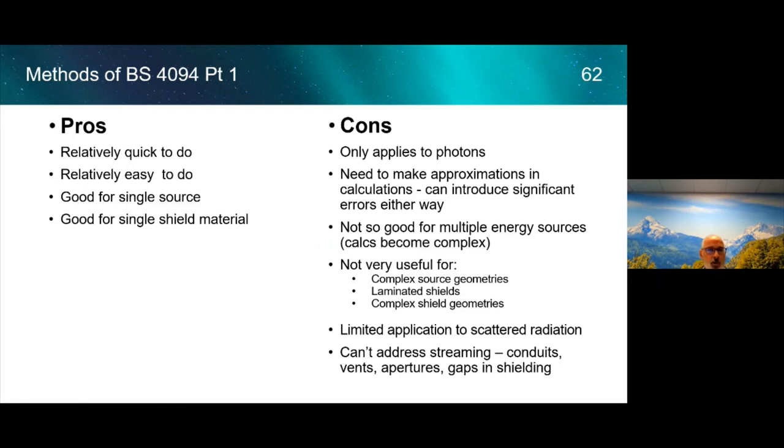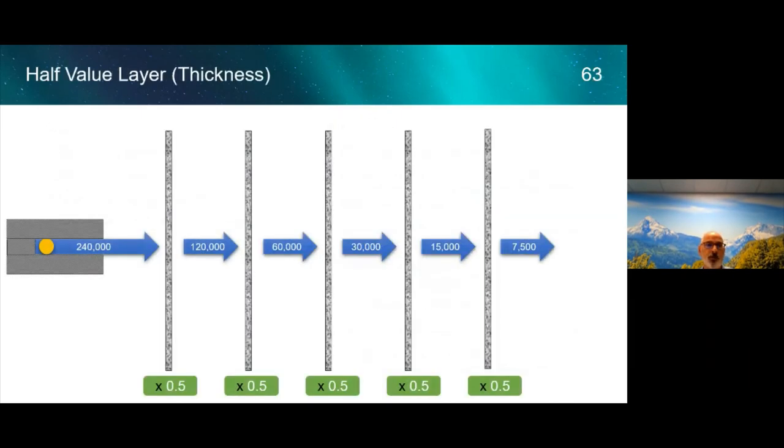The empirical approach is not so good for multiple energy sources. Your calculations can become complex, and it's easy to assume complexity for accuracy, and that's a mistake you do not want to be making. It's not useful at all, really, for complex source geometries, laminated shields, or even complex shield geometries. And although there's a method given for dealing with scattered radiation off walls and things, it's kind of limited, and it's limited to the setup that the empirical calculations were derived from. And it also can't address streaming through vents, apertures, gaps, etc., and all sorts of shielding things that you find in shields, walls, etc.